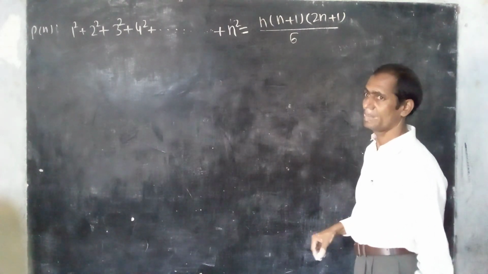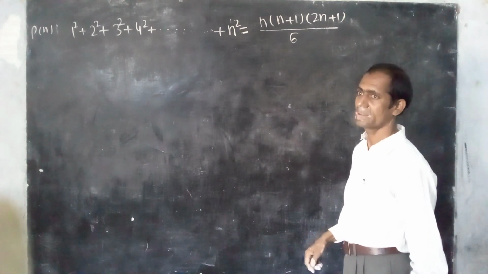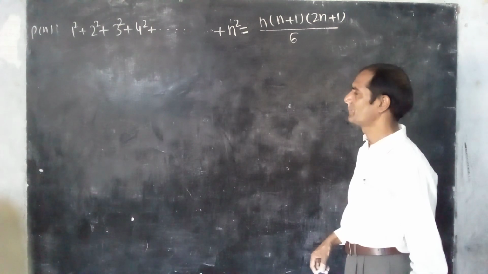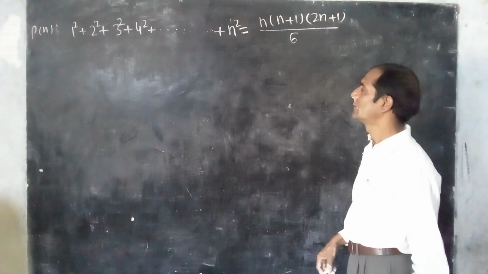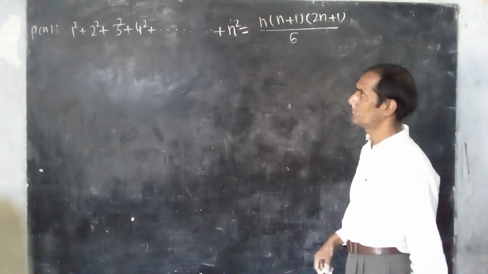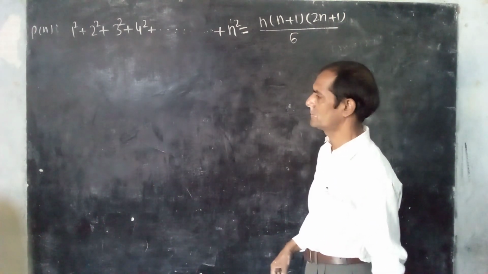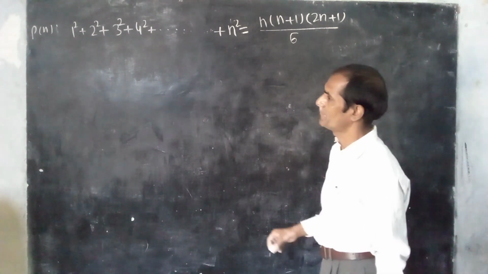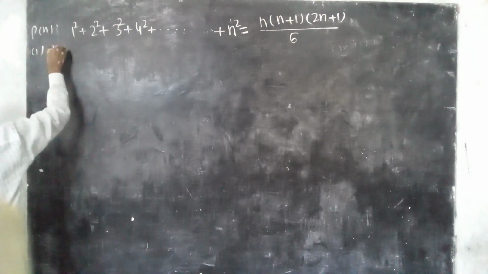In the principle of mathematical induction, we prove that the statement is true for n equal to 1. Then we suppose that the statement is true for m. And then by using this statement we prove that Pm plus 1 is true. Then the given mathematical statement is true for all natural numbers. So the first step, n is equal to 1.